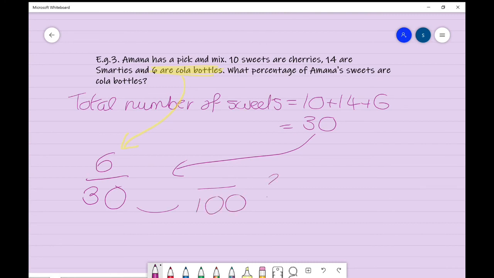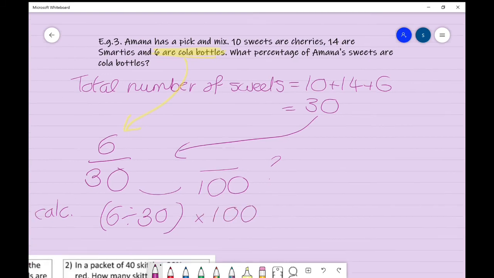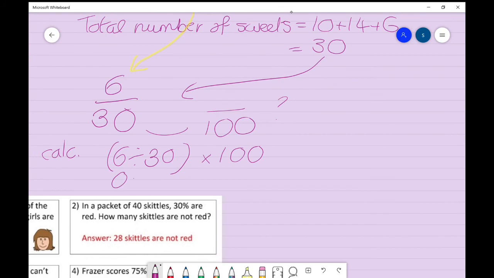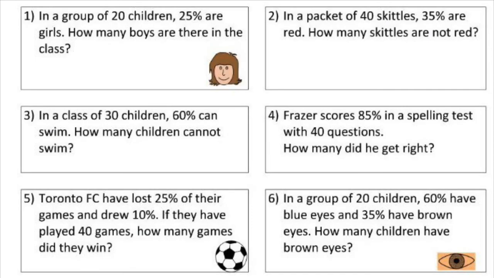Now 30 is not a factor of 100, so the first method will be very difficult. So instead we can use our calculator. We turn 6 out of 30 into a decimal by doing 6 divided by 30 and timesing that by 100. 6 divided by 30 is 0.2. 0.2 times 100 is 20%.